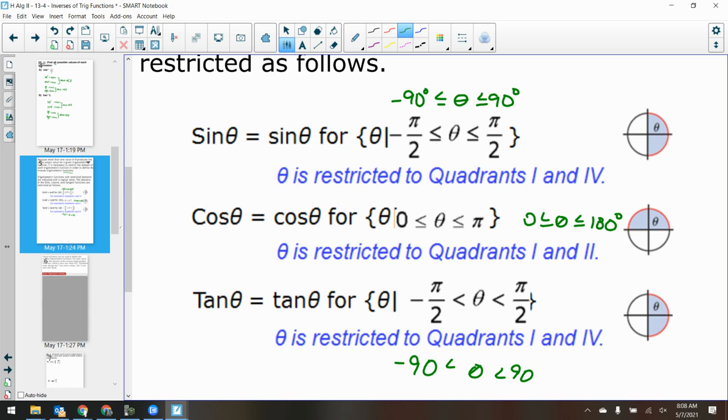Okay. So the restrictions on, now you've got to memorize these, you've got to know these. The restrictions on sine are negative 90 to positive 90. The restriction on cosine is 0 to pi. The restriction on tangent is negative 90 to positive 90. Okay.